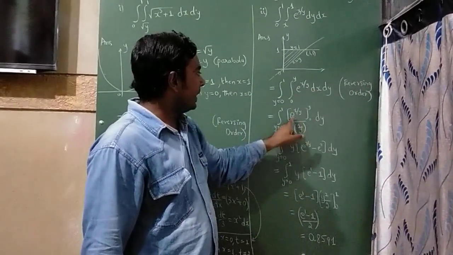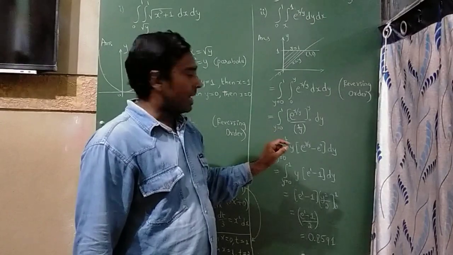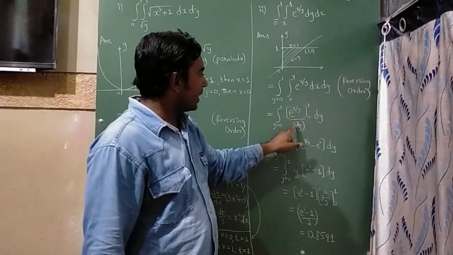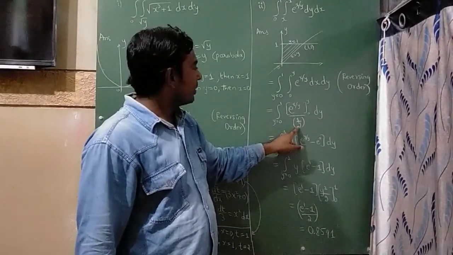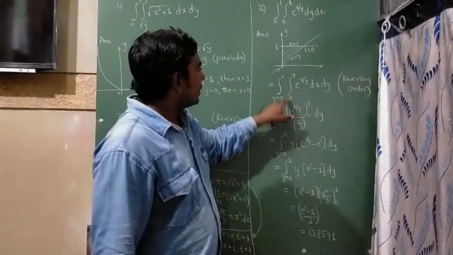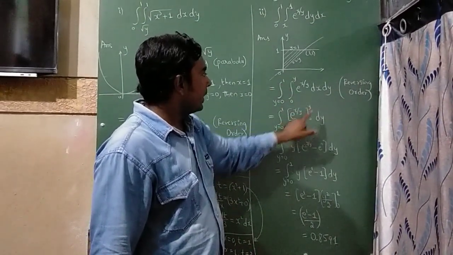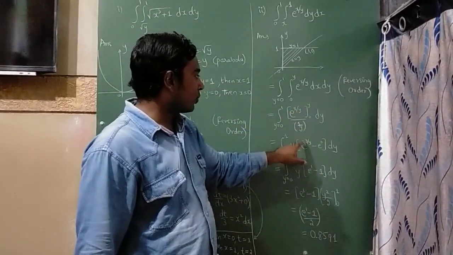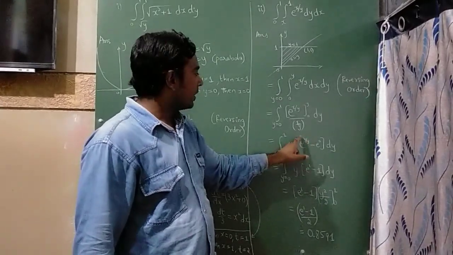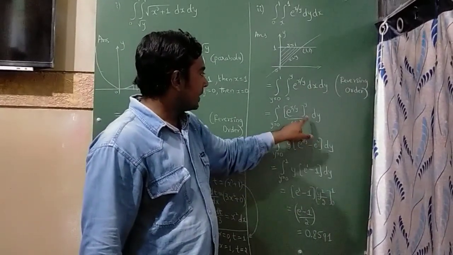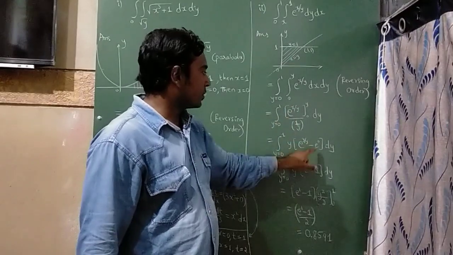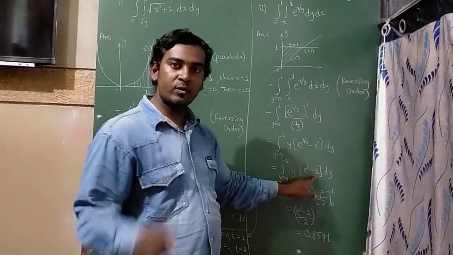Then the next one, this part I am going to integrate with respect to x. So this will become e raised to x by y. As you know, it will become 1 by y. Here dy, so the range is 0 to y. In place of x, I am going to substitute y. You can see y by y cancels, e raised to 1. Then for the lower limit, if I substitute, e raised to 0 is 1.